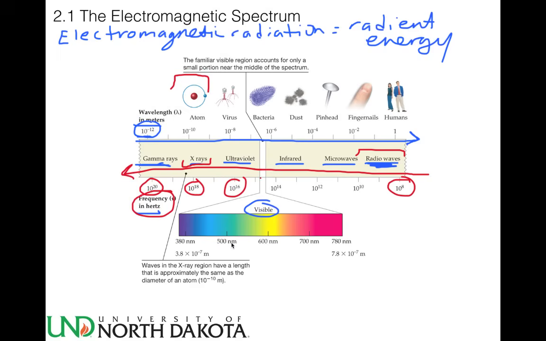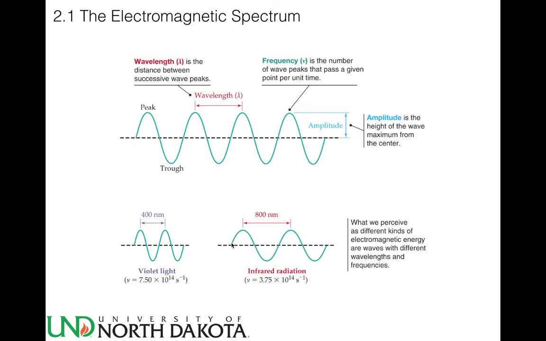Visible light takes up a very narrow region in the electromagnetic spectrum. It is from 380 to 780 nanometers, so it's only 400 nanometers wide, a very, very small part of the overall electromagnetic radiation spectrum. Now, let's take a look at what makes these different types of radiant energy different from one another. The two properties that we discussed that make the radiation different from one another, the first one is called the wavelength, and the second is called the frequency.